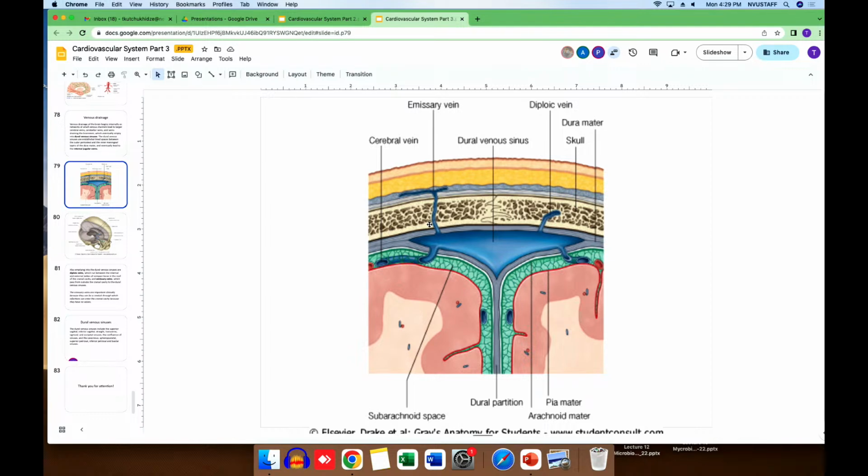So afterwards, our dural venous sinus empties logically into which area, guys?